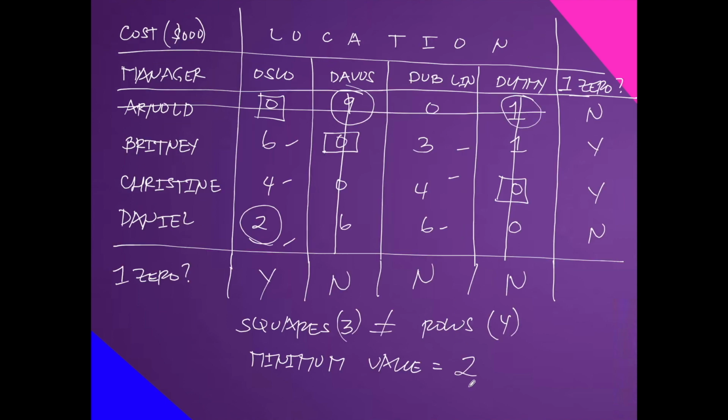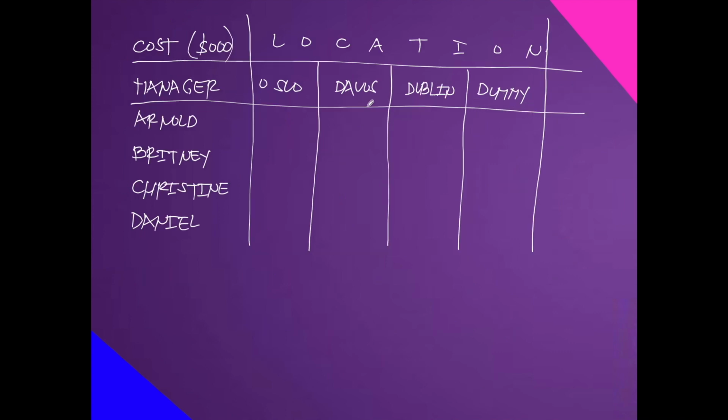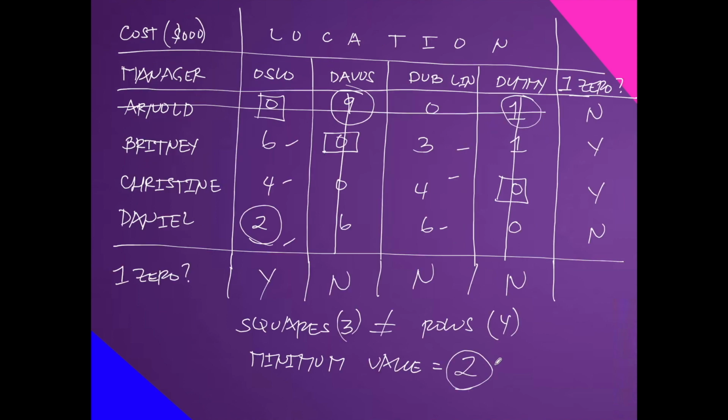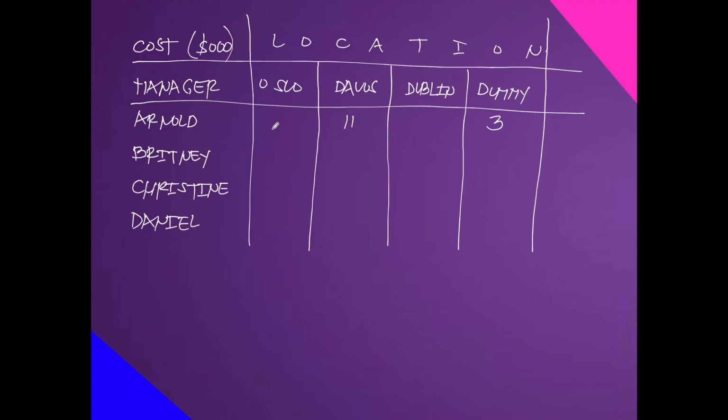Okay. 2 is our minimum, added to the intersection, which is 9, becoming 11. Then this becomes 3, under Davos and dummy. So, we have here 11 and then 3. And that 2 is subtracted from the undeleted cells, which are 6, 4, and 2. So, this will be 4, 2, and 0. So, we have here 4, 2, and 0.